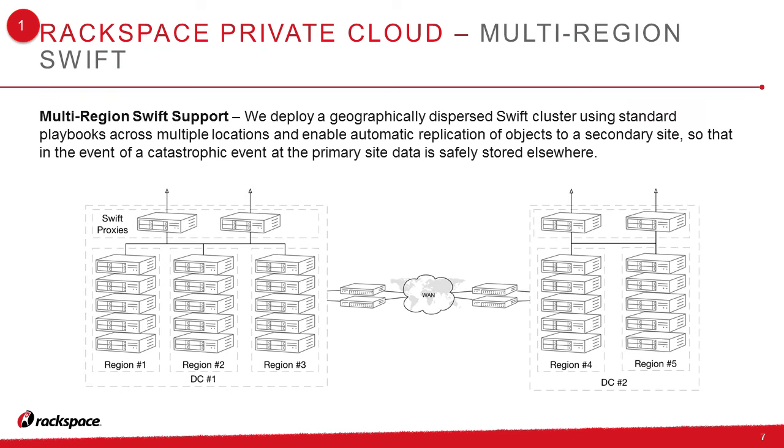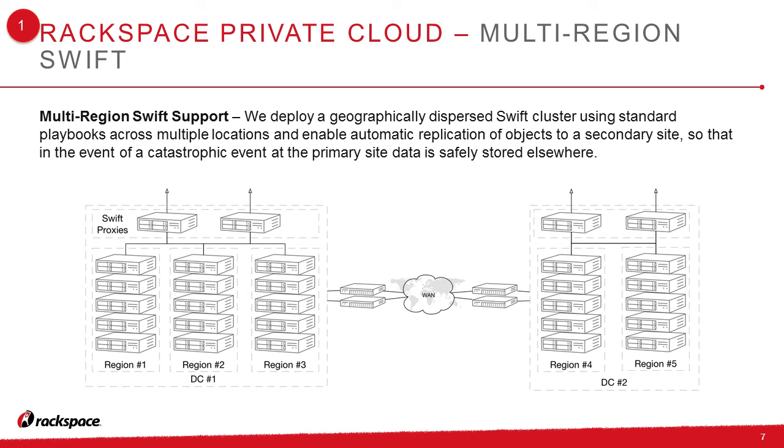So let's look at multi-region Swift in a little bit more detail. Essentially what we have here is a fairly vanilla deployment of Swift, except it's stretched across two physical locations. Those locations could be the same campus, different halls within the same data center. They could be in different countries, or they could even be different continents.